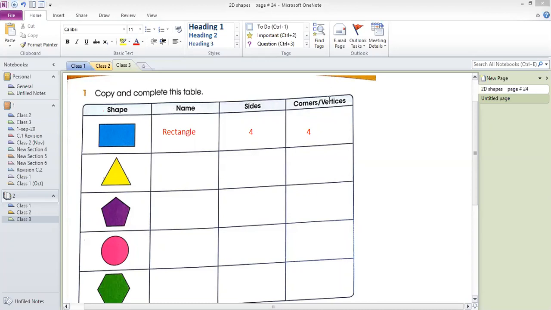You have to write like this. I am sending you one message. The shape name is this, and it has how many sides and how many corners. In that way, you have to write as I am sending you. Okay, tell me your answers, please. Which shape is that? How many sides are there and how many corners are there?